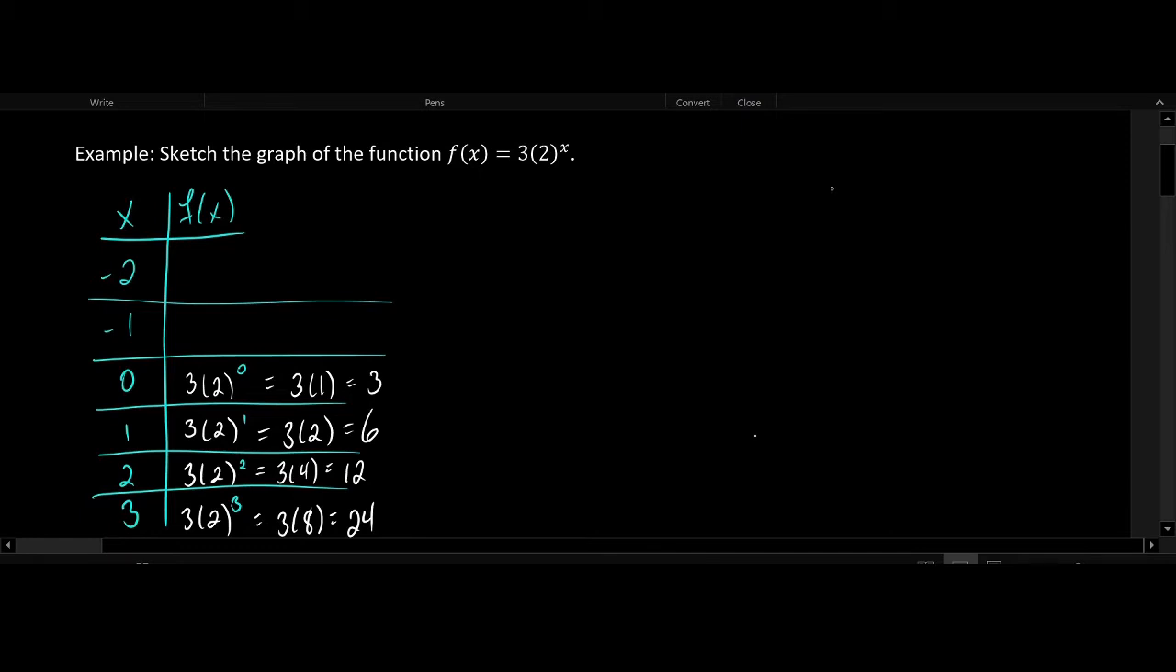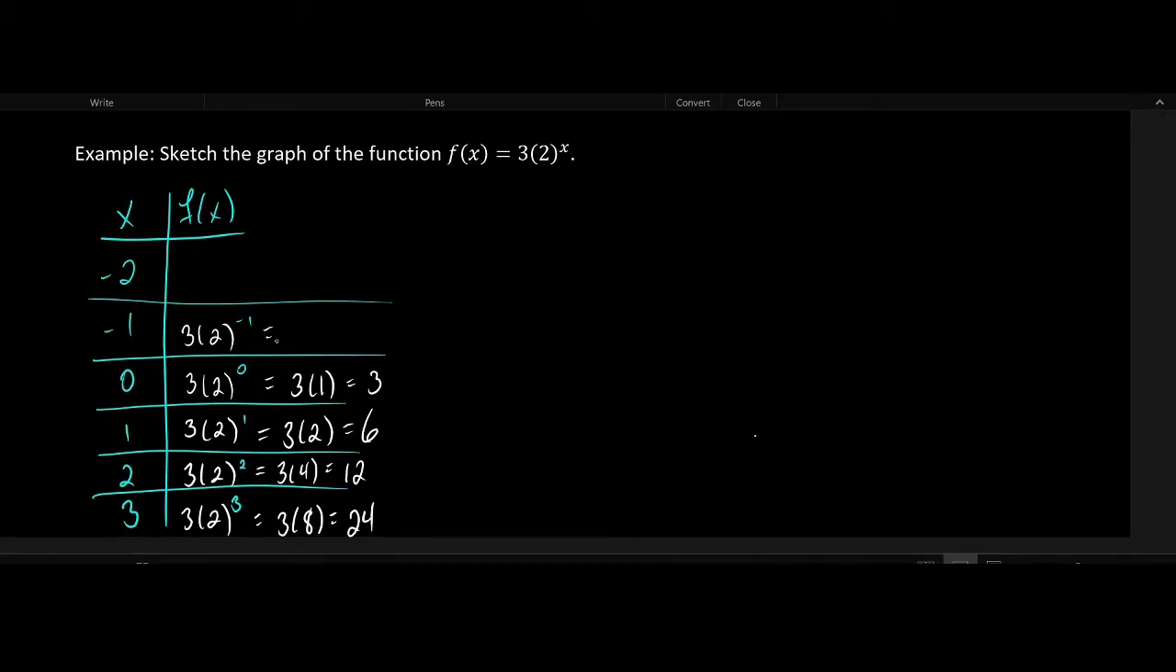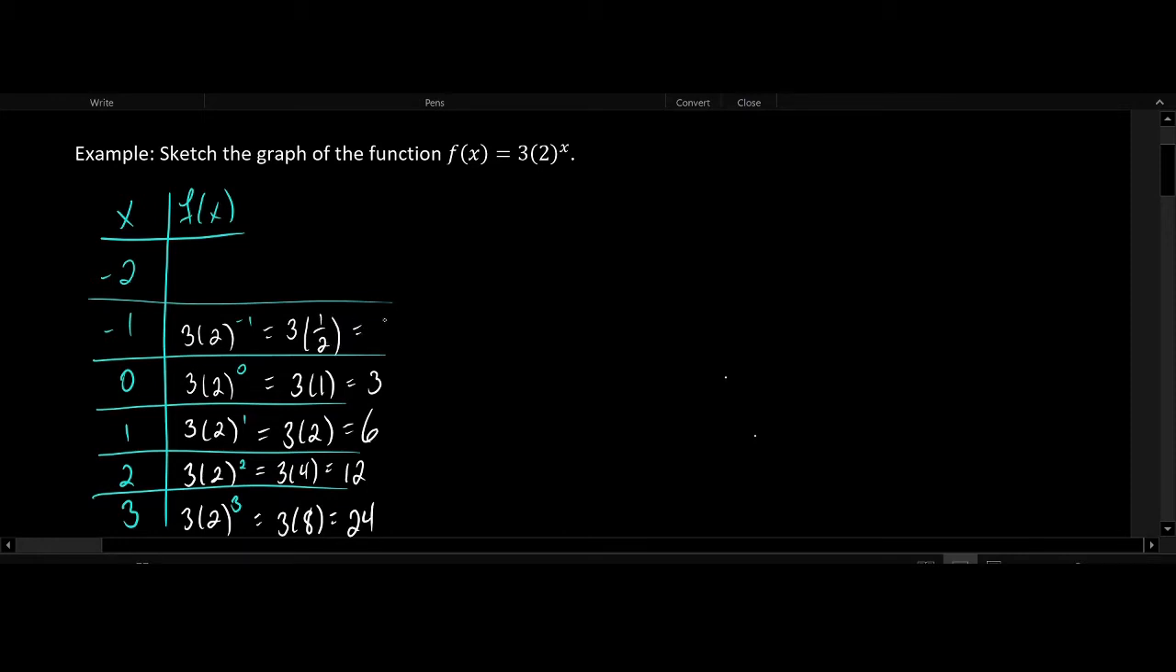Okay, now let's work on the negative x's, and this could be the hardest part. Here we have 3 times 2 to the power minus 1. Now when you have a negative exponent, the negative exponent causes the quantity to be reciprocated. So here, instead of 2 to the power minus 1, this is going to turn into the reciprocal 1/2. So this is equal to 3 times 1/2. This is equal to 3 divided by 2.